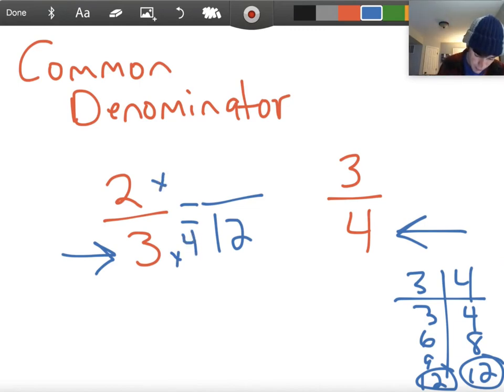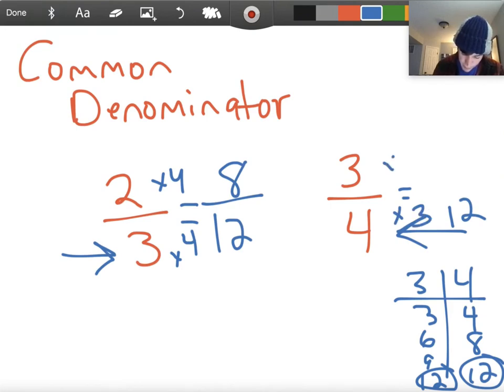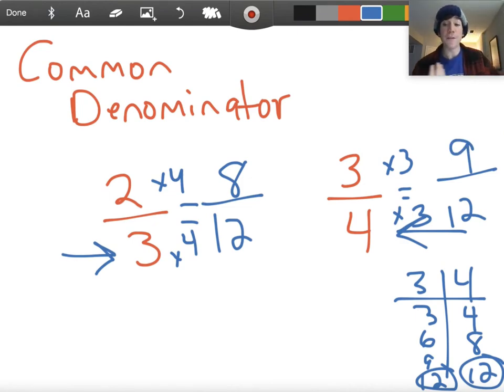I'm going to do the same to the top. 2 times 4 is 8. And over here, if I make it into 12, that's going to be 4 times 3 is 12. Same to the top, times 3. And I get 9. You'll notice that 2/3 is the same as 8/12.